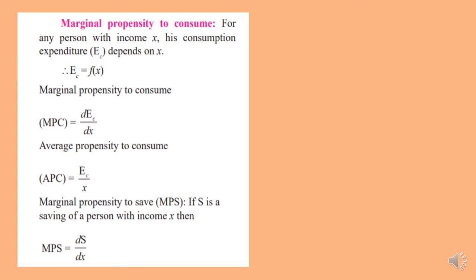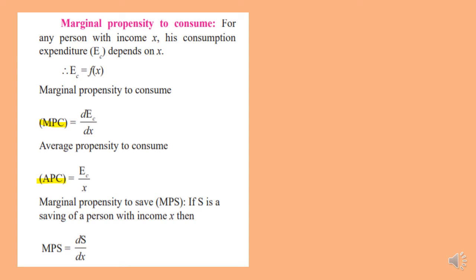Now we come to the formula for marginal propensity to consume, which is given as MPC, which is dEC by dX. That is the derivative of the expenditure of a person with respect to his income gives us the marginal propensity to consume. We also calculate average propensity to consume, which is APC is equal to EC by X. That is, here we divide the expenditure of a person by his income to get this value, that is APC.